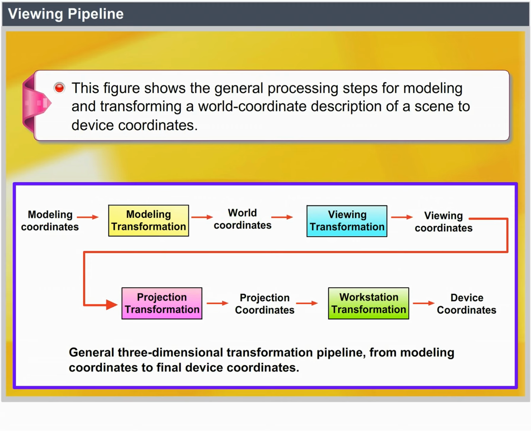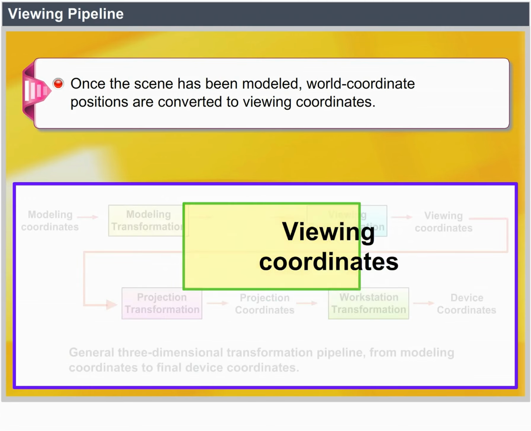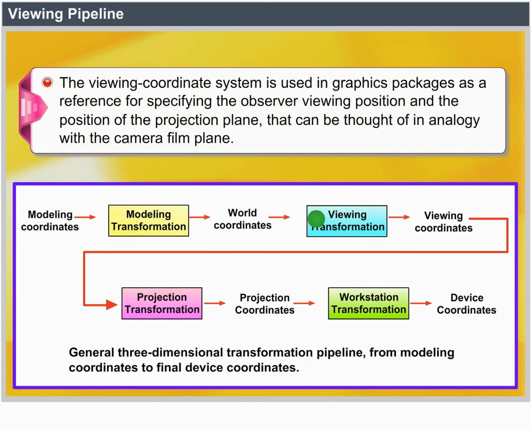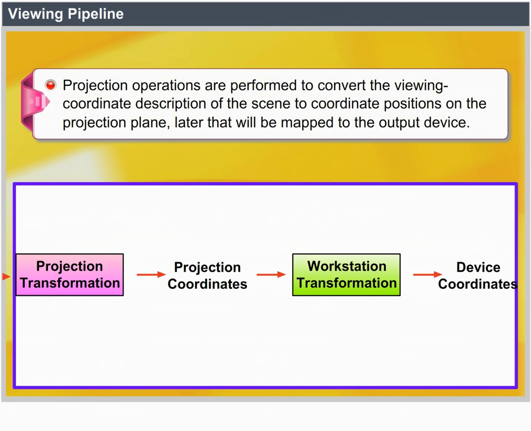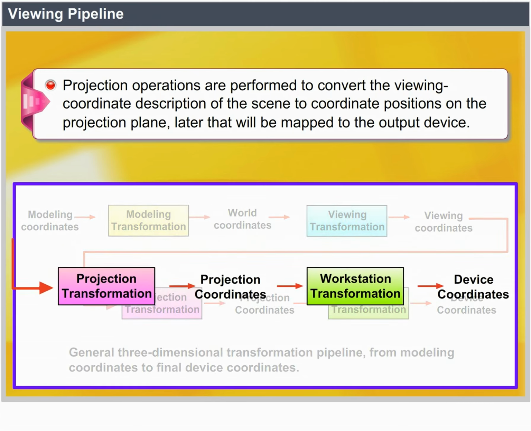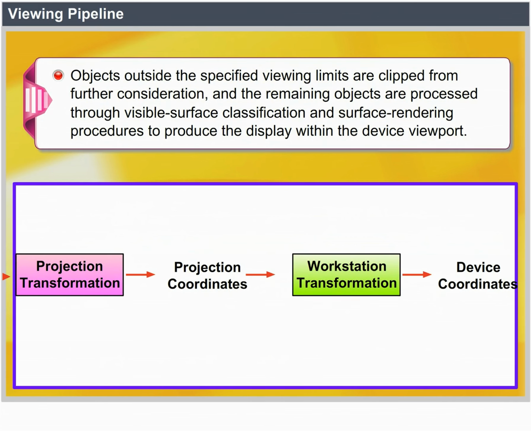Once the scene has been modeled, world coordinate positions are converted to viewing coordinates. The viewing coordinate system is used in graphics packages as a reference for specifying the observer viewing position and the position of the projection plane, which we can think of as an analogy with the camera film plane. Next, projection operations are performed to convert the viewing coordinate description of the scene to coordinate positions on the projection plane, which will then be mapped to the output device. Objects outside the specified viewing limits are clipped from further consideration, and the remaining objects are processed through visible surface identification and surface rendering procedures to produce a display within the device viewport.